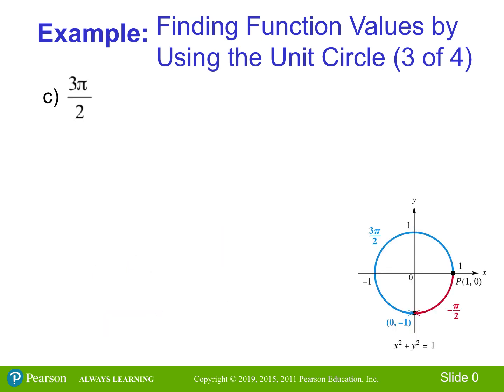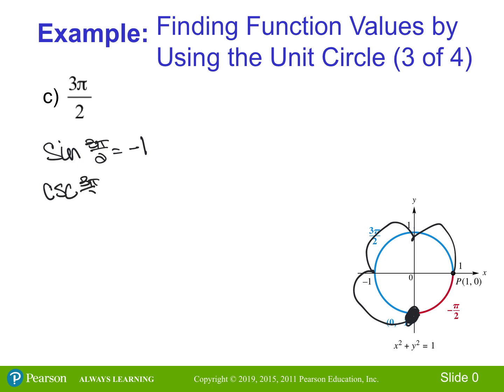For 3 pi over 2, 3 pi over 2 is going to fall 1, 2, 3 pi's over 2. So that's going to put me at the 270-degree mark. So the sine of 3 pi over 2 is really my y value on my y-axis, and that means my sine of 3 pi over 2 is going to give me -1. The reciprocal function of sine is cosecant, so the cosecant of 3 pi over 2 really equals 1 divided by -1, or -1.